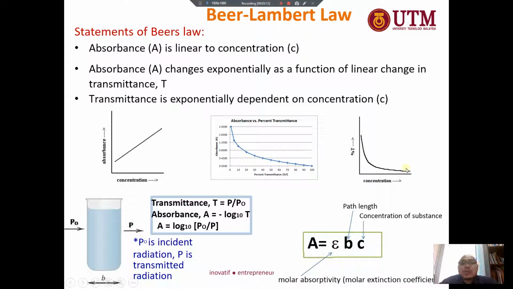So it is not impossible to understand this. Again, I repeat, the concentration is linear to the absorbance. The higher the concentration, the more the radiation will be absorbed. The absorbance changes exponentially as a function of the transmittance, meaning the higher the transmittance, the less absorption. For the concentration, at high concentration, less light is transmitted.